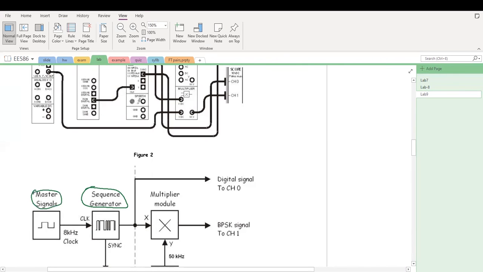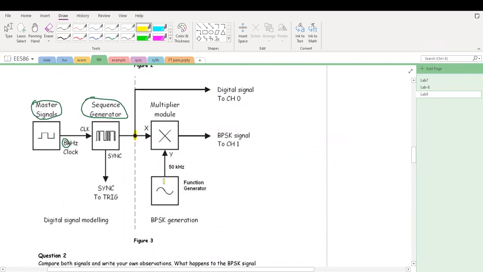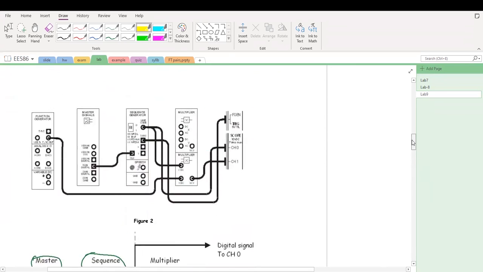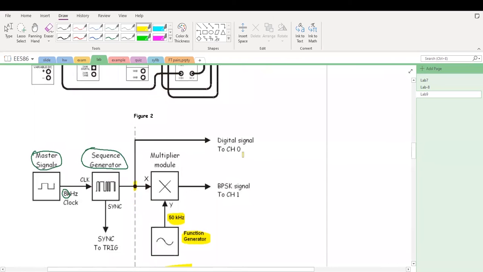In the lab, we have a master signal that's 8K. This 8K provides a clock for the sequence generator. The output of this sequence generator goes to the pulse shaping stage, that's this stage here. And this pulse is modulated using a cosine signal, that's 50K, the carrier. After multiplication here, we obtain this BPSK signal. And then we're going to look at those signals at different channels.